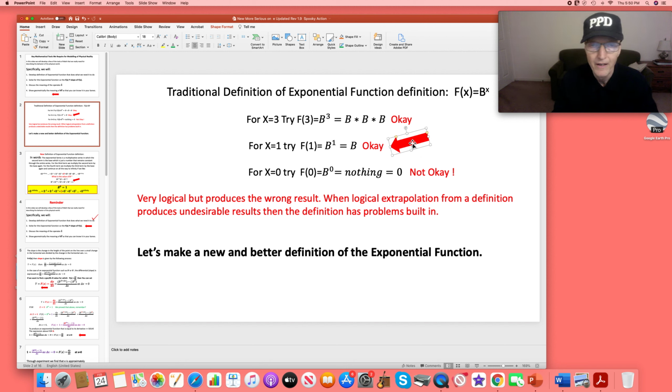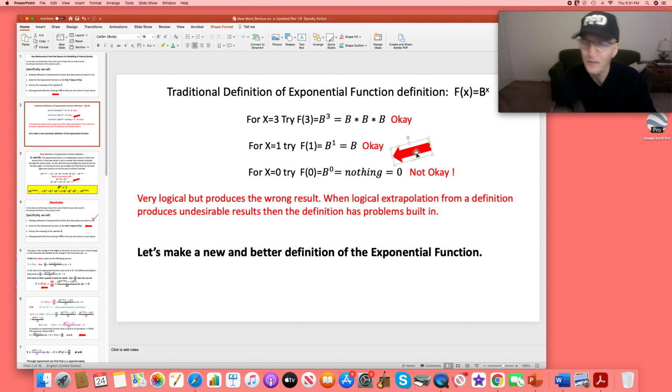Bravo. So now we continue on and we say, okay, for x equals 0, what's f of 0? And you think, well, that's going to be b to the 0. Now, you know, b to the 1 is b, b to the 2 is b times b, b to the 3 is b times b times b. So b to the 0, you think, that's going to be nothing, like no b's at all. So that's going to be equal to 0. You know, it sounds so great. But no, it's not okay. It's not the answer we need, okay?